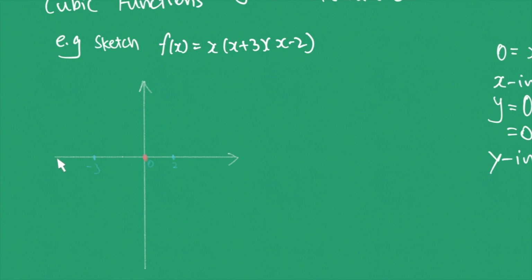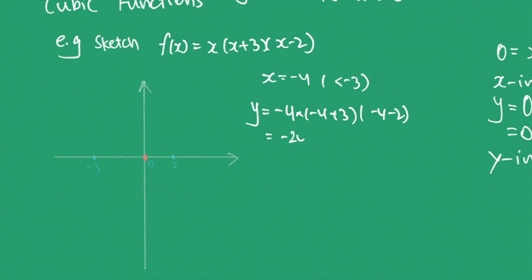Let's first test this part, which is below x equals negative 3. Let's say x equals negative 4. So it's below negative 3. If we put negative 4 into the formula, we will find y. And in this case, y equals negative 24, which is less than 0. So in this part, the curve is below the x-axis.